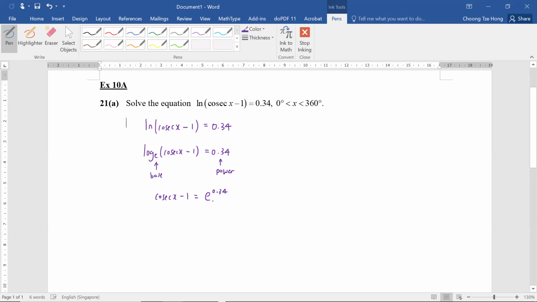You may think it's still unfamiliar to me, but e to the power of 0.34, if you press your calculator, is just a number, nothing other than just a number. So we can work with it as if it's just a number. The next step is, of course, to bring the 1 to the other side. So you get this. Then think about cosecant. Cosecant is, of course, 1 over sine.